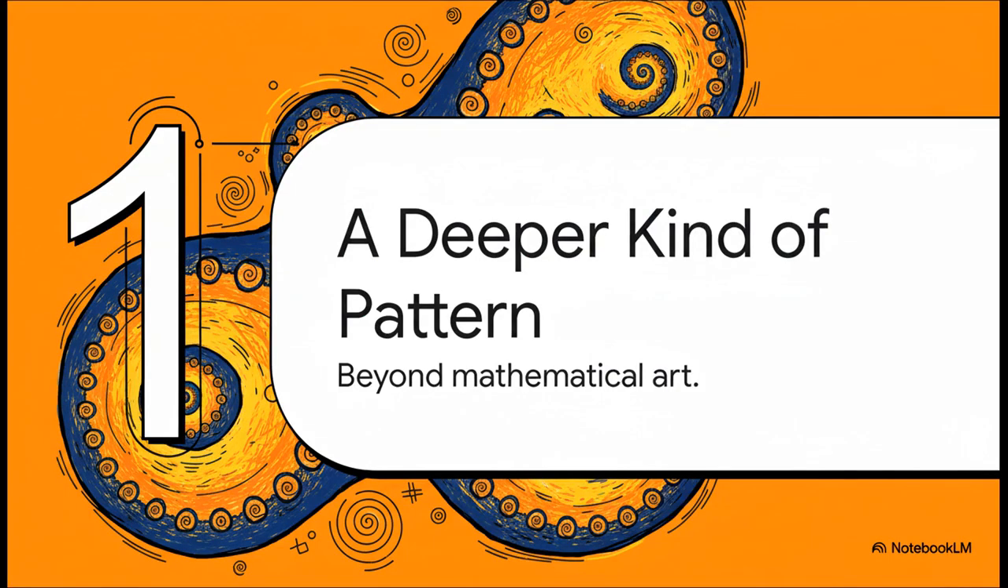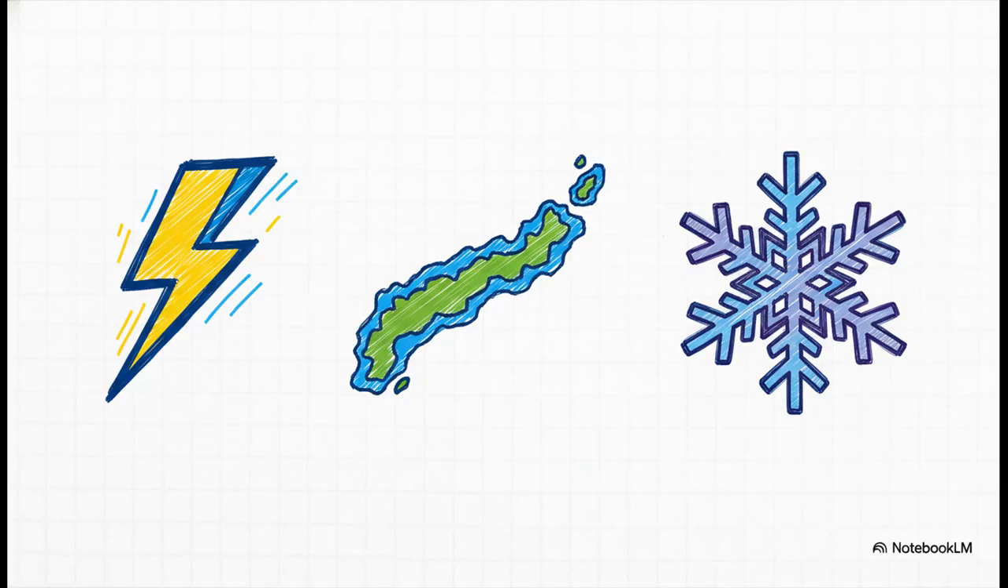All right, first up, let's push past just how cool these shapes look. It's time to ask a much bigger question. Think about it for a second. The way lightning forks across the sky, the jagged edge of a coastline, even the delicate structure of a snowflake. They all have that same kind of fractal-y feel, right? It's so easy to just write it off as a coincidence. But what if it's not?